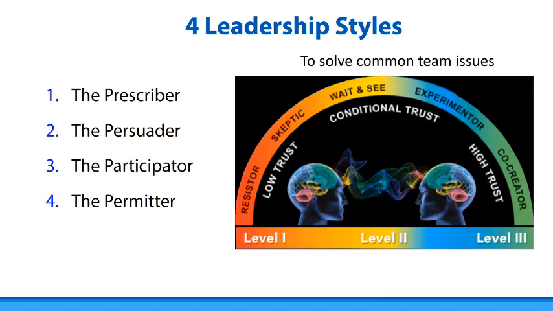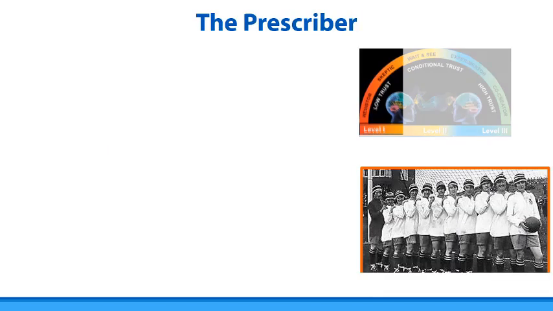Level 1 is low trust, and that's where you have the resistor, the skeptic. Level 2 is the conditional trust, where you have the wait and see or the experimenter. And then finally, level 3 is the high trust, when you're the co-creator and you're able to create things that haven't been created before. You can work together and see a vision and make it happen. That's what we all aim for, is level 3, high trust, co-creator.